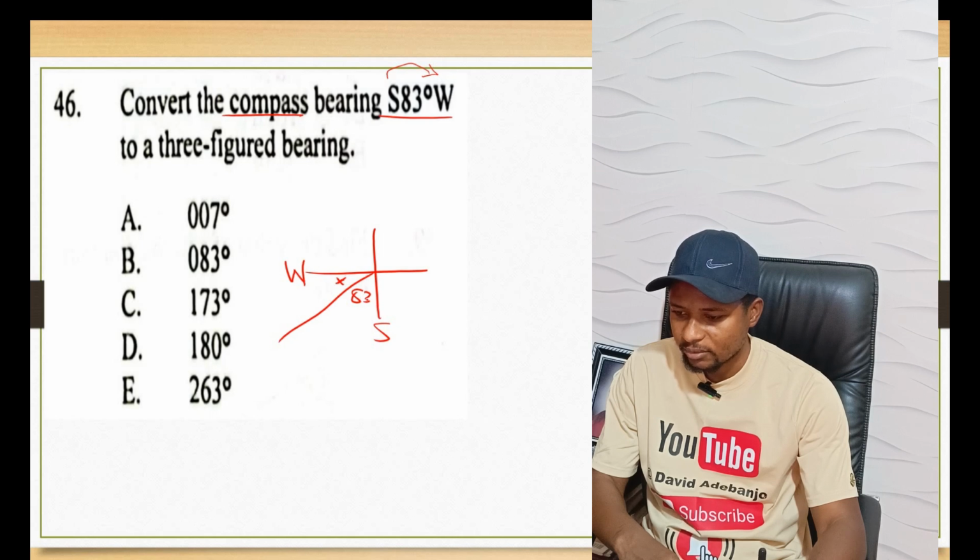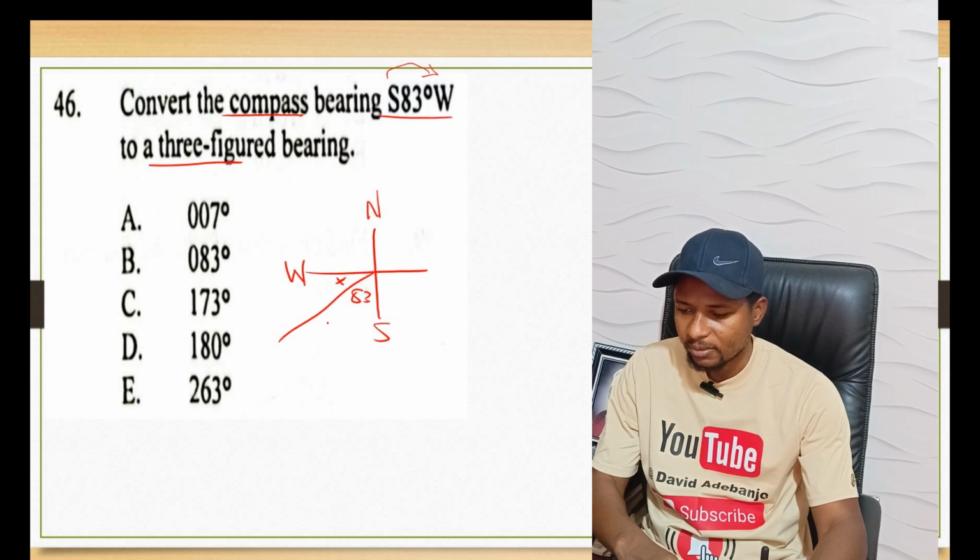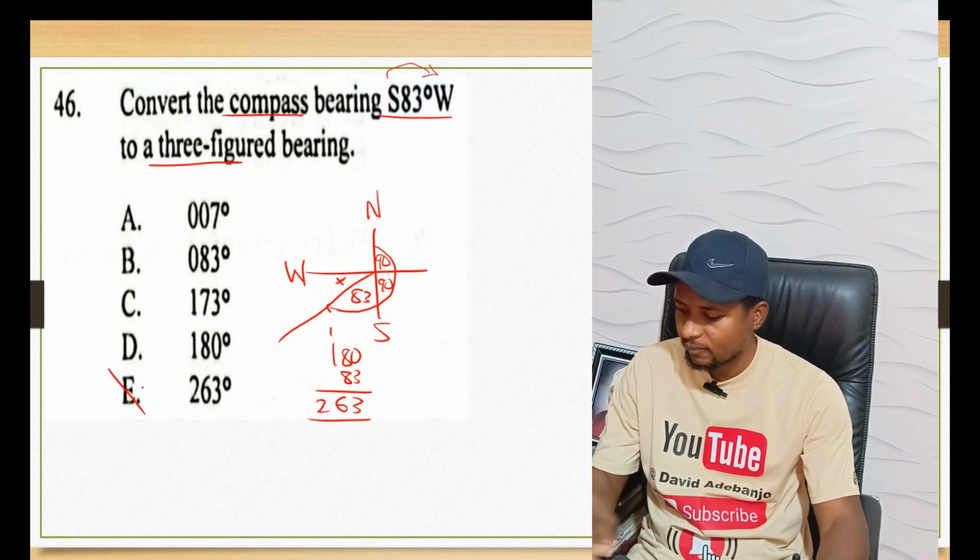So what you're reading now, since we have to change it to three-figure bearing, I've said this like twice today in the series. When it comes to three-figure bearing, you start from the north and you go clockwise, and you're going to stop at the line that takes you to your location, and this is the line. So here is 90, here is 90, then you add your 83. So it's 90 plus 90 is 180. 180 plus 83, you have a 3. This is 16, carry 1, and this is 2. 263. E is the right answer.